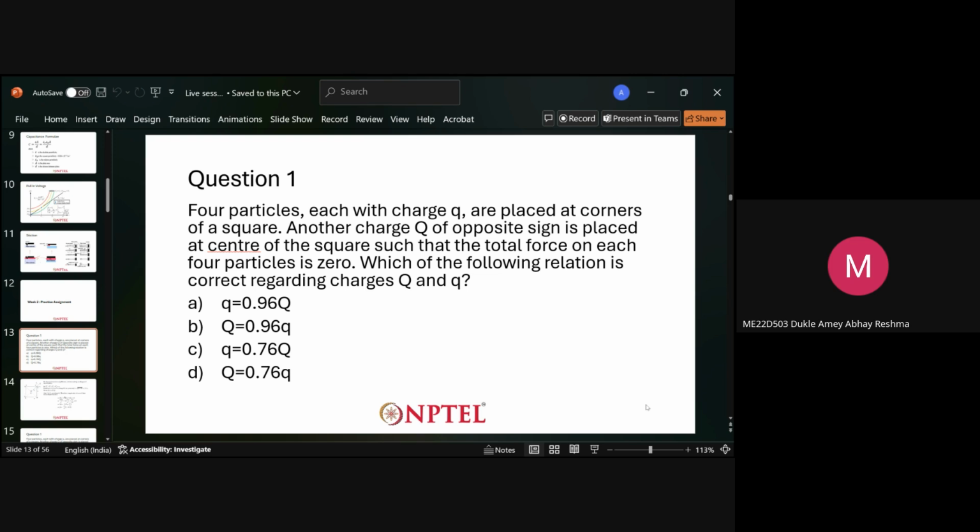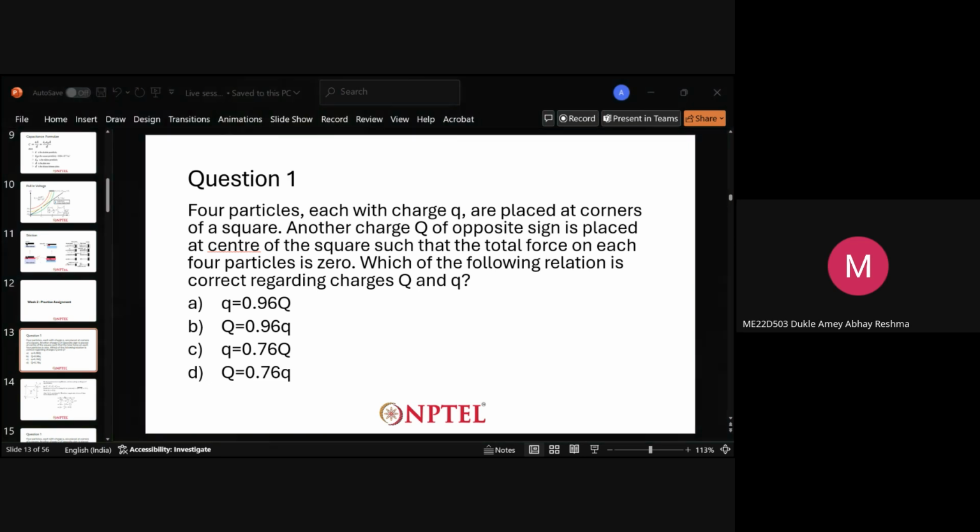So we have a situation where we have a square at the corners of which we have small charge q. Maybe we can assume that the small charge q is negative, and it is in equilibrium with a single big charge Q that might be a positive charge, and we have to find out the value of small q and big Q, so that the entire thing is in equilibrium.